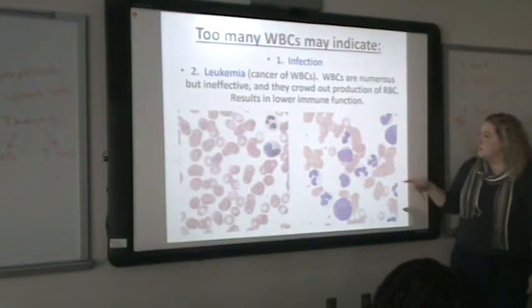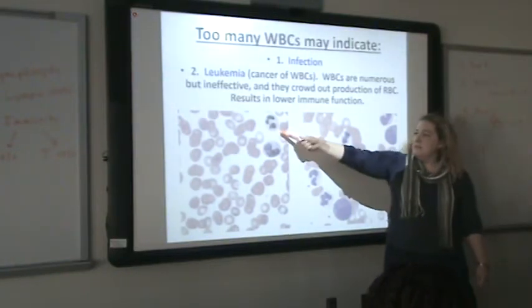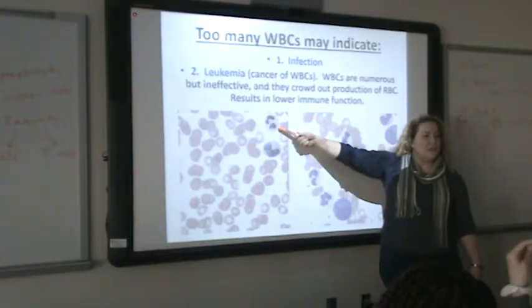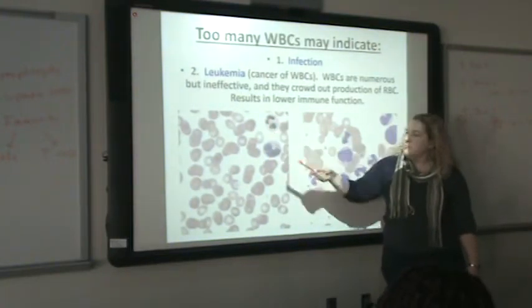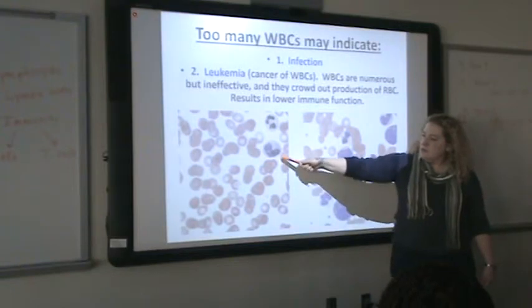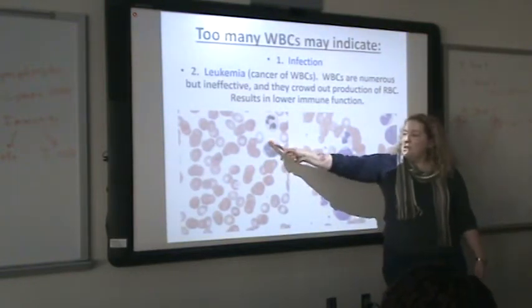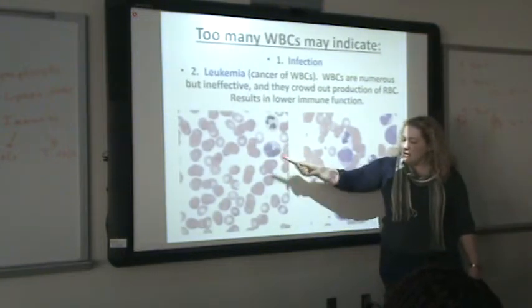Practice on this. What kind of white blood cell is that really? It's a neutrophil. It's got a multiple lobed nucleus. What about that one? That's a monocyte. It's got the bean-shaped nucleus. It's big and it has a lot of cytoplasm.